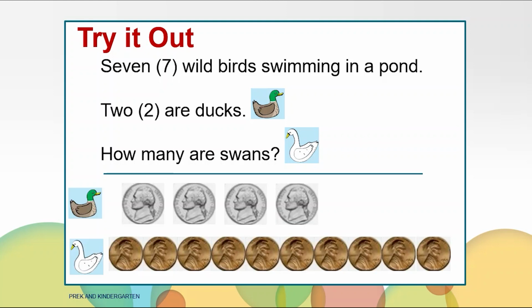Now that you have your mat drawn for the 7 wild birds swimming in a pond, the next step is putting 2 ducks on your mat. I use my nickels as my ducks. Now fill the rest of your mat with the swans and count them. I used my pennies as the swans.